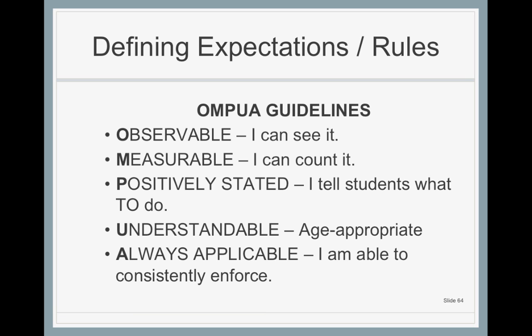As a reminder from Video 1, classroom rules should be written using the AMPWA guidelines in order to increase their effectiveness. Rules need to be written in observable terms. Observable means I can see it. Rules also need to be written in measurable terms, meaning I can count it. Just as we do with school-wide expectations, rules should be positively stated. Positively stated rules encourage the desired behavior and tell students what we want them to do.